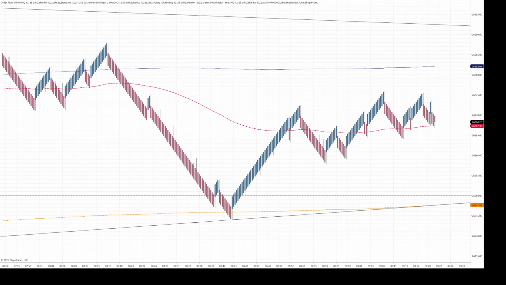a 1 risk to 2 reward ratio. So that's really good. That means you only have to be right greater than 33% of the time in order to be profitable. We have about 8 minutes before market opens.